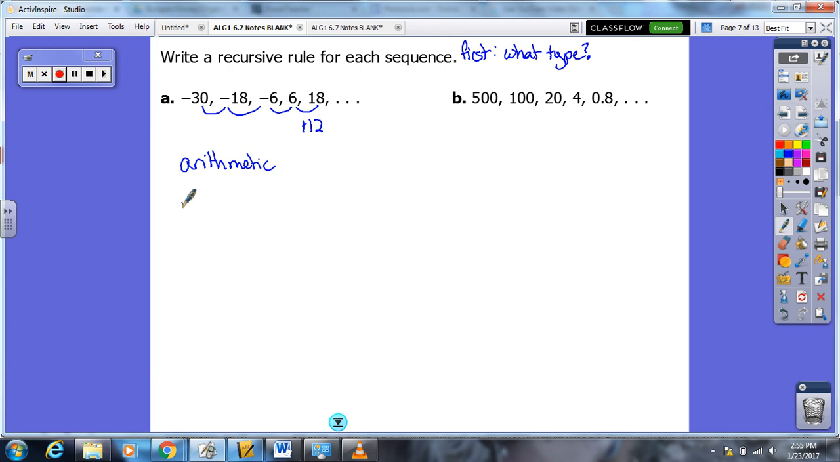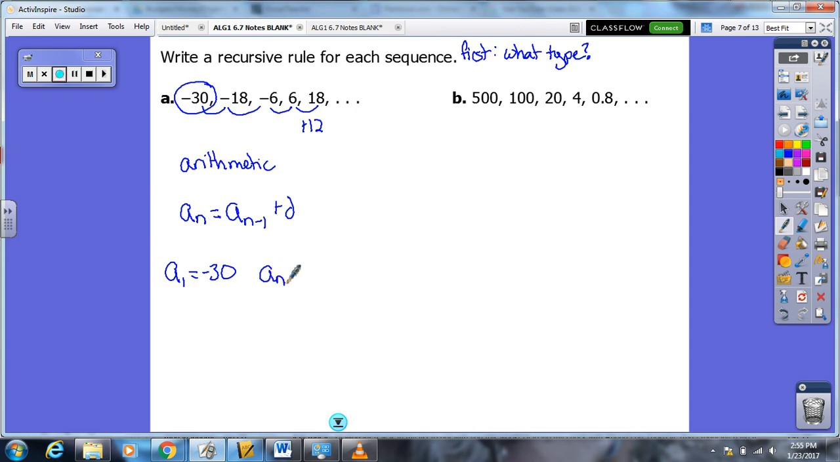The arithmetic recursive rule we can find on our notes that we started on the other day. The recursive rule says you take a sub n minus 1, that means the previous term, plus the common difference. We always define the first term, so we always put a sub 1 equals. The first term is just the first one written in the sequence, so it equals negative 30.